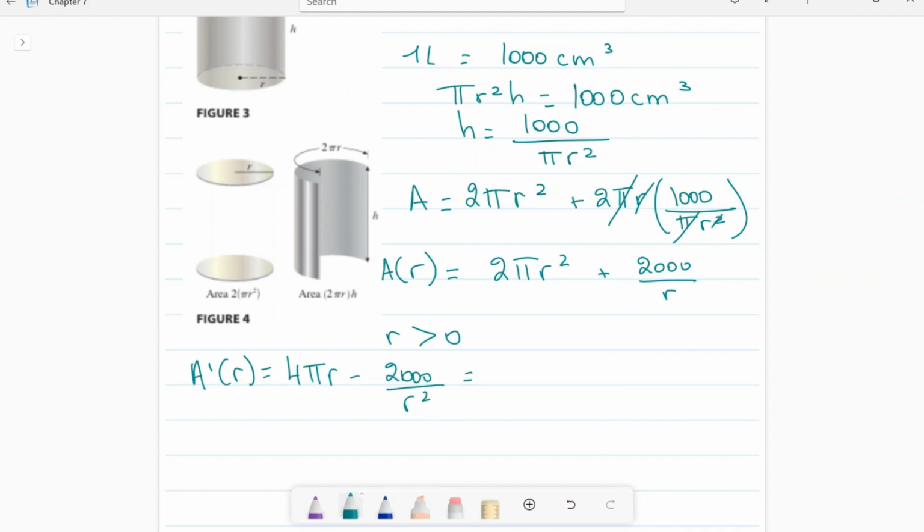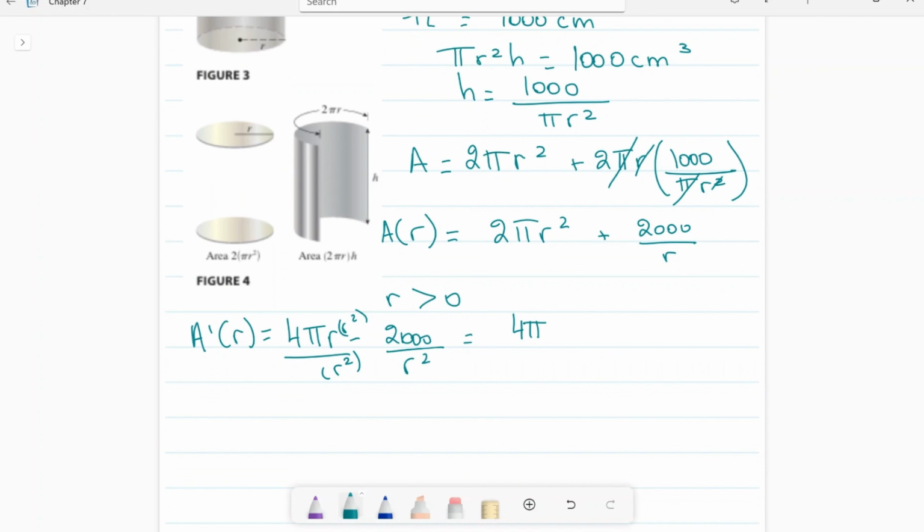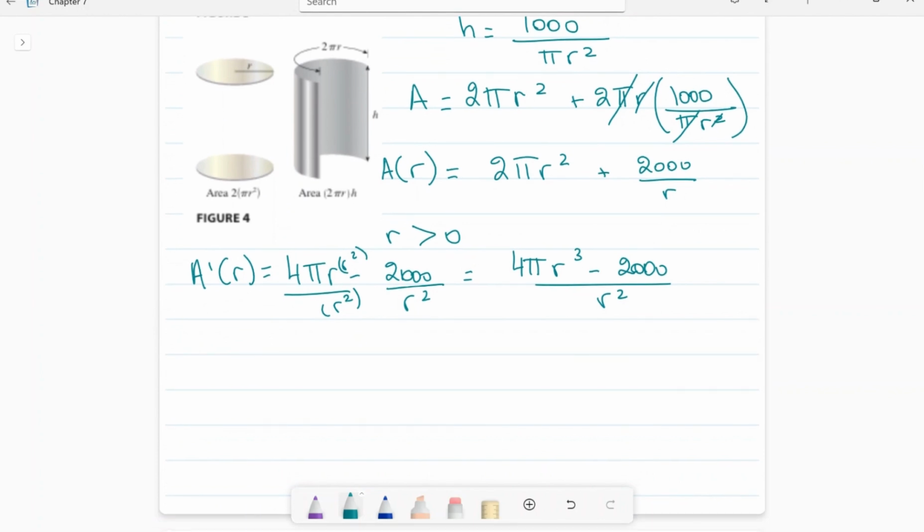Let us put a common denominator. So we get 4 pi. If I multiply the numerator by r squared and the denominator by r squared, I get 4 pi r cubed minus 2000 divided by r squared. And now we can even factor the 4. This gives us 4 times pi r cubed minus 500, all divided by r squared.